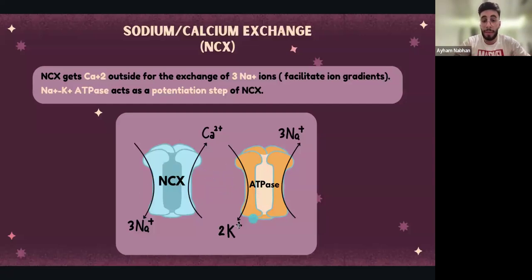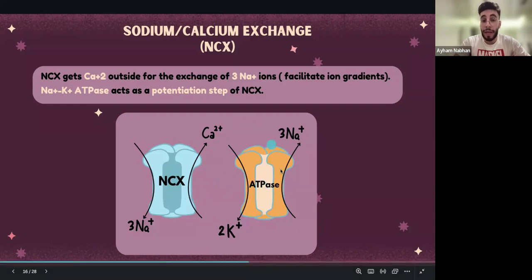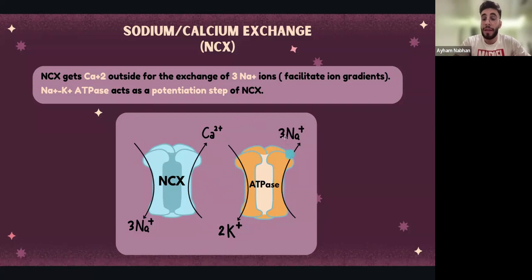How does that happen? Actually, we're going to have the sodium potassium ATPase channel, where the 3 sodium ions would go outside in exchange for 2 potassium ions which go inside. So we're going to have more sodium outside that would be exchanged with the calcium. So that would increase the ion gradient, and the ion gradient would facilitate depolarization.